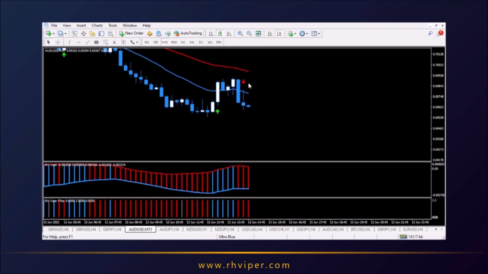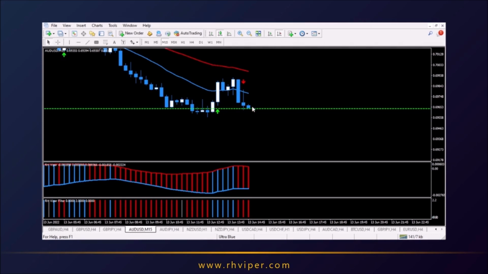Okay, well, the next candle has closed and we got that arrow to go short. So with this one candle right here, we have the Viper arrow above the candle. We've got the price closing below the blue moving average. We've got the RHViper histogram is red and the RHViper filter is also red. So we are going to be placing a short trade right now.